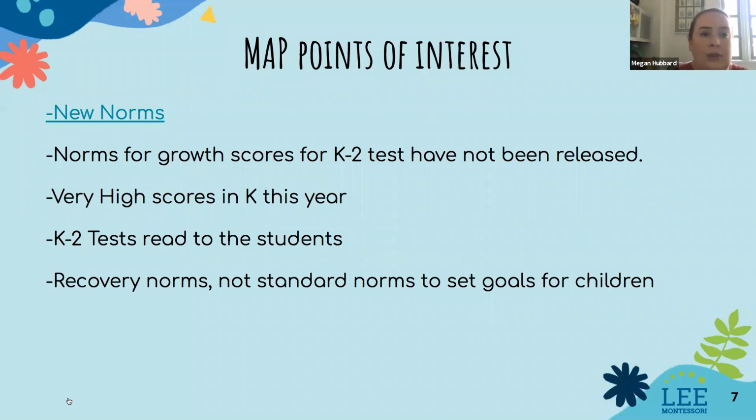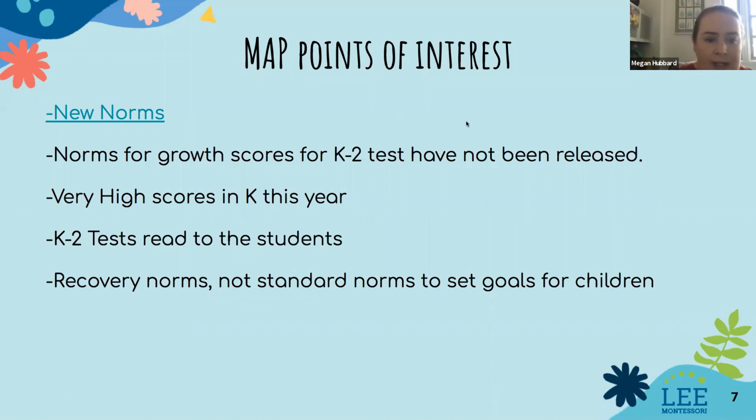And then the norms for growth scores for the K-2 test have not been released yet. So the K-2 test is a new test this year. And so when you're looking at someone who took the K-2 test last year and took it again this year, the growth norms have not been released yet. Those are expected to come out in December and will give us a better idea of how to set goals based on the K-2 test for children who have taken it before. If your kindergartner is just taking it for the first time this year, then we will have the growth norms by the time they take it again.